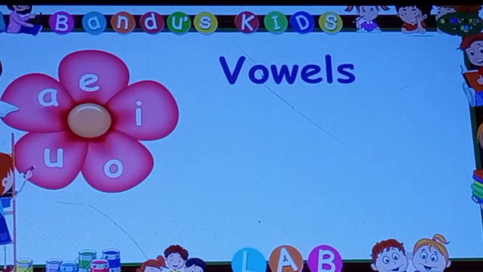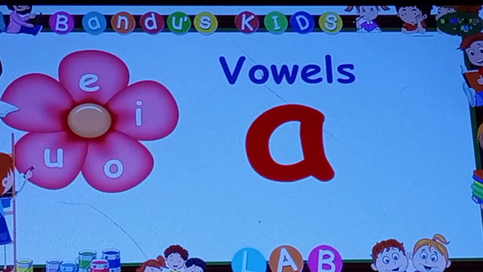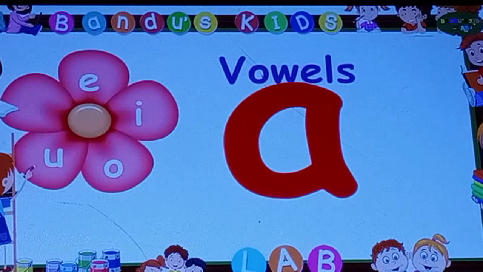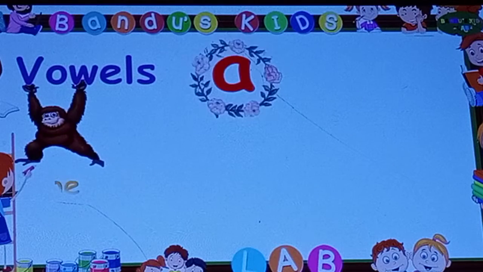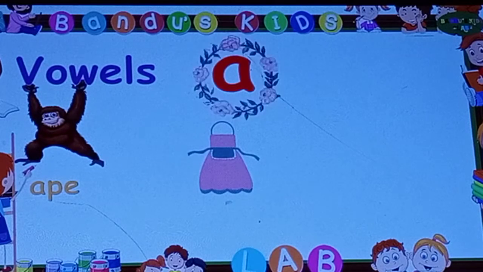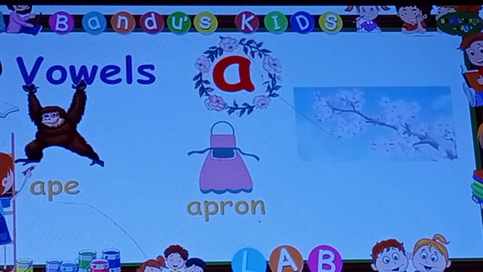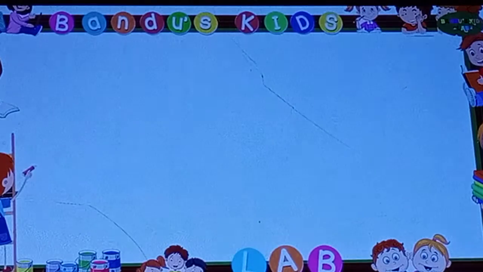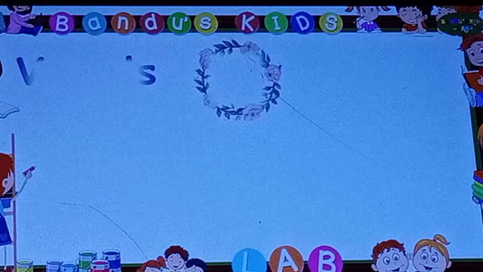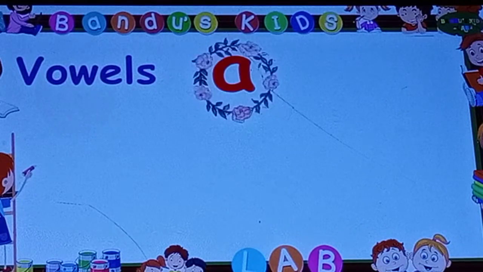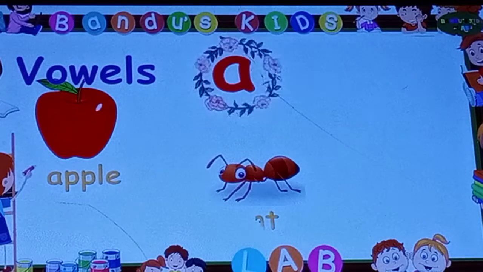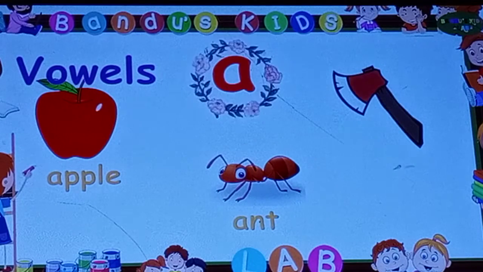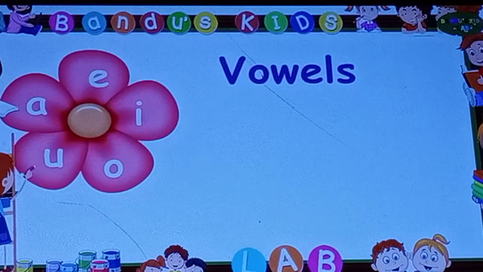Let's take the first vowel, A. It makes two sounds. The first one is A, like ape, apron, ear. The second one is A, like apple and eggs.